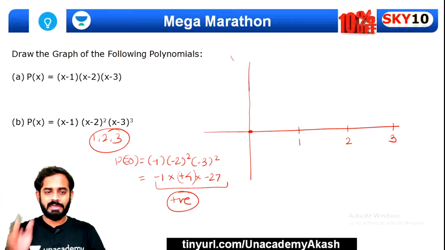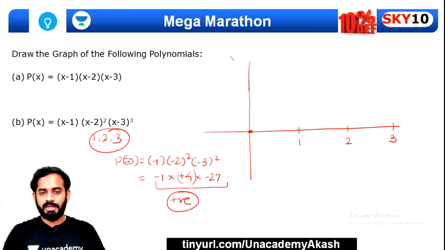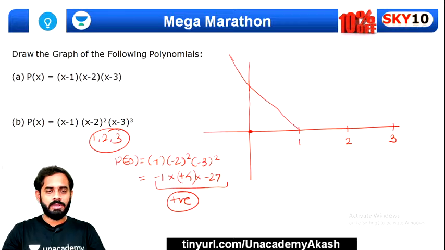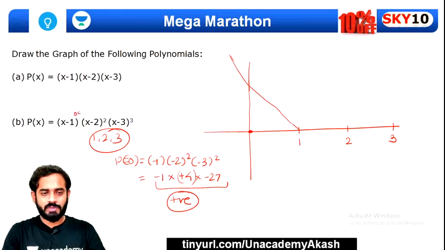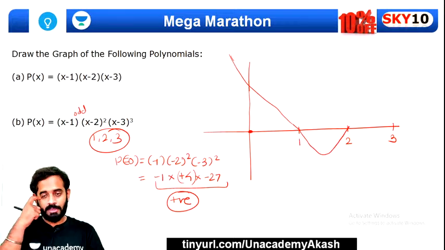When the graph is coming from left to right, it will come from the positive side. That is, it will come like this. Now after this, what will happen? The power of (x-1) is odd, that's why it will change its direction and go like this. It will come back to 2.